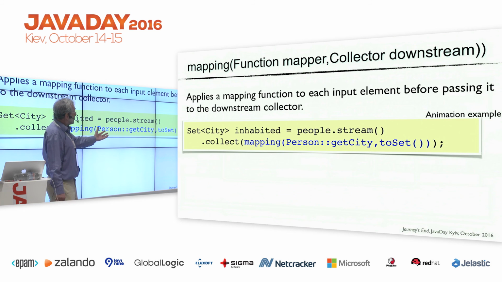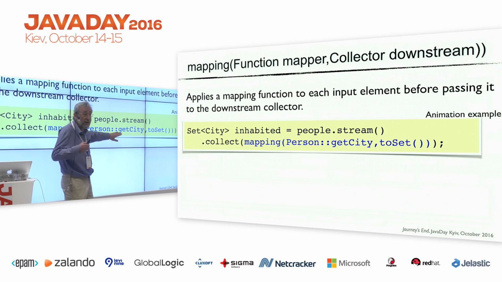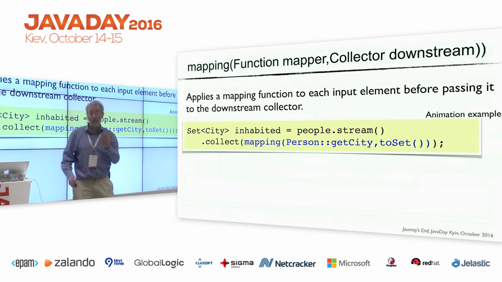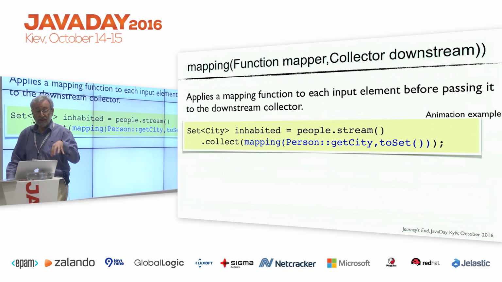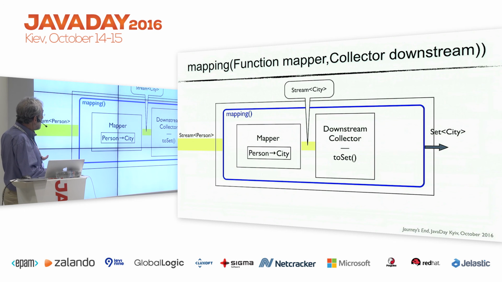So what we're doing here is we're going to classify. We're going to transform. We're going to do the same thing as the map intermediate operation would do. We're going to transform each person into the city they live in, and then we're going to collect those into a set. That's what mapping does. So it does some processing, and then it passes it on to a collector. So that's what the animation looks like.